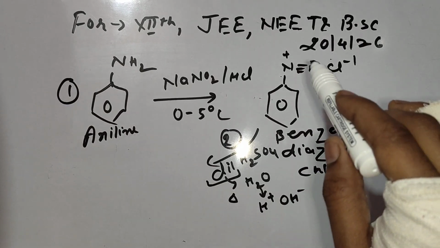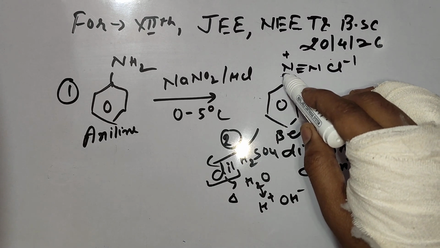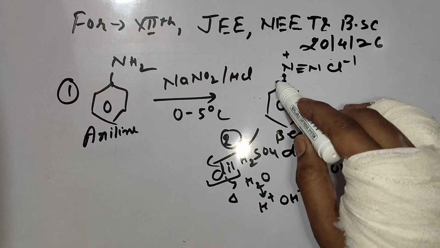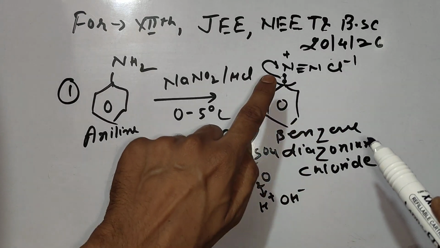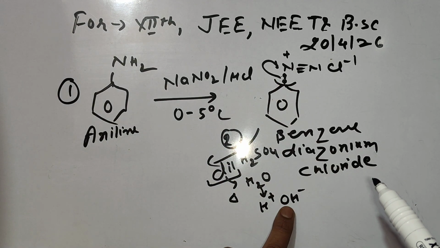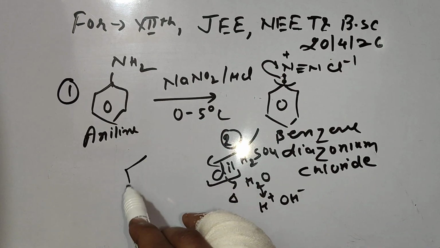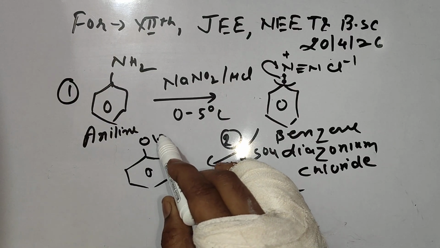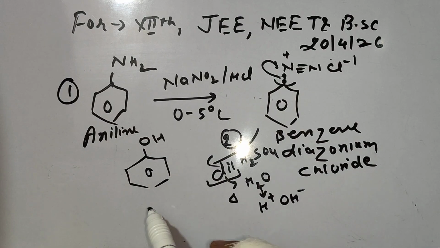Benzene diazonium chloride, please learn. Always they will break from here, the nitrogen and carbon bond will break because this nitrogen is unstable. When it breaks, obviously nitrogen will get the electrons because nitrogen is more electronegative than carbon. So carbon will become positive, and the positive carbon will be attacked by OH negative, so we will get OH here, phenol. Cl negative will be balanced by H positive, HCl.